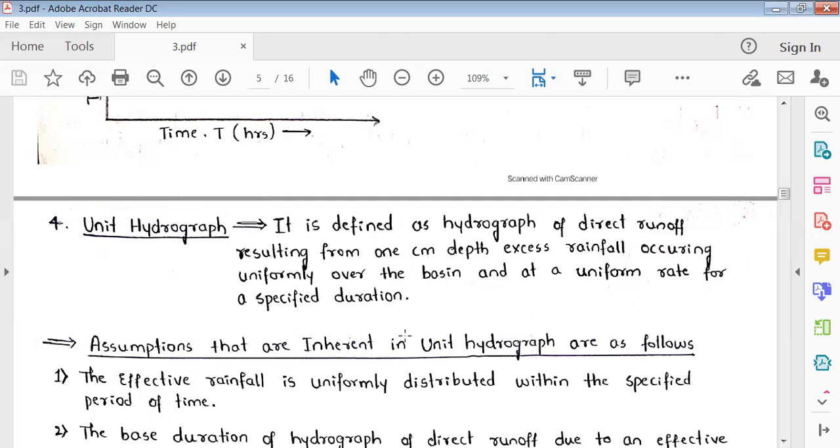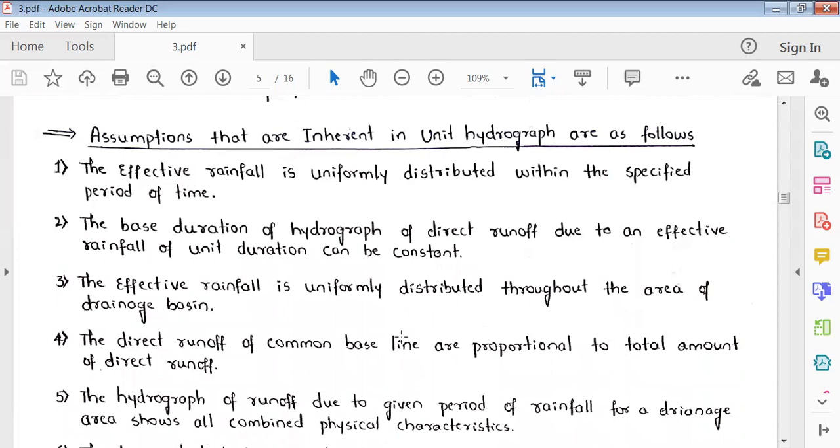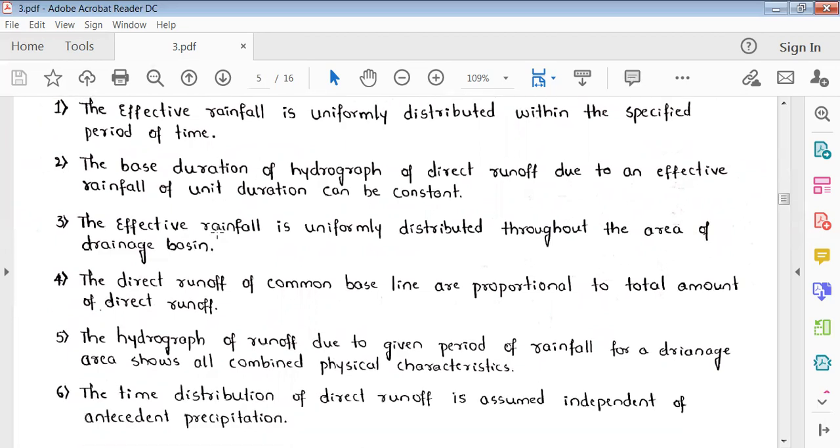Okay. All right. So now, next, there are many assumptions of a unit hydrograph. Again, this might be asked in the exam. We have to explain what a unit hydrograph is and explain the assumptions of the unit hydrograph. So the assumptions would be as such: the effective rainfall is uniformly distributed over the specified period of time. Whatever rainfall happens, it gets distributed throughout a specified period of time.